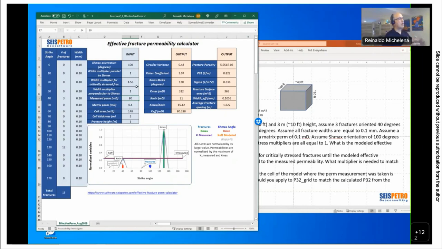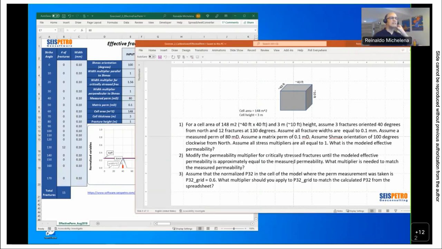So now you have a calibrated model by doing this, and if you have information in different wells, then what you have to do is repeat this process in different wells, and then you are going to find different multipliers, or maybe the same multipliers, but generally they might be different from one well to another. Okay, so that's part 2 of the exercise.